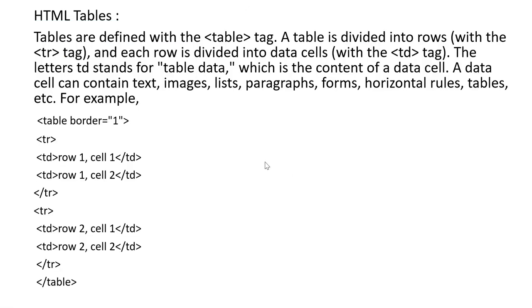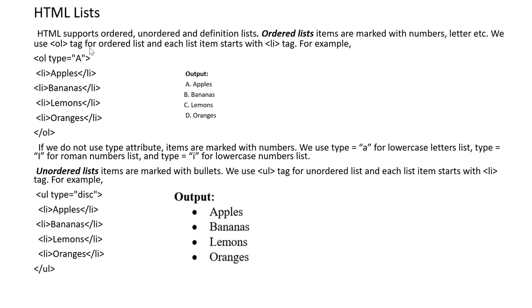Okay, now HTML lists. HTML supports ordered, unordered, and definition lists. There are three types of list: ordered list, unordered list, and definition list. Ordered list items are marked with numbers, letters, etc. We use the OL tag for an ordered list, and each list item starts with the li tag. Here OL type A means this will provide letters A, B, C, D. Here li is the list tag: apple, banana, lemon, orange. This will provide the output A, B, C, D.